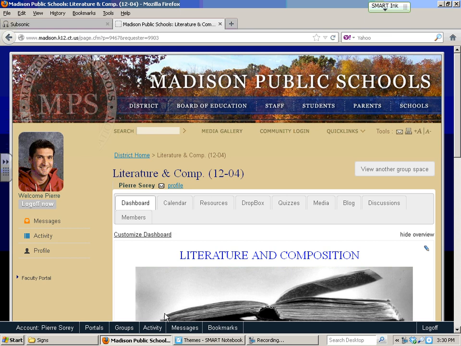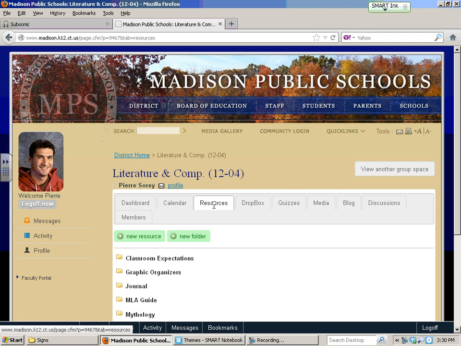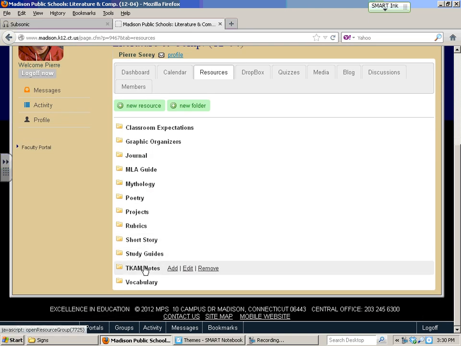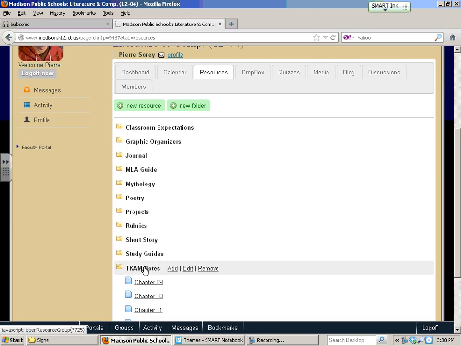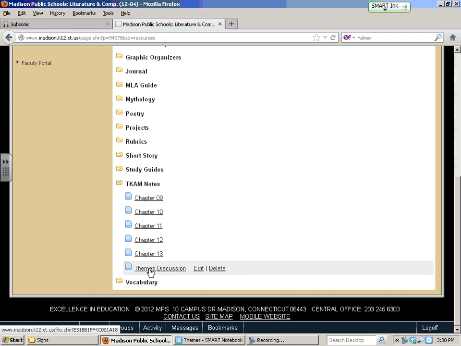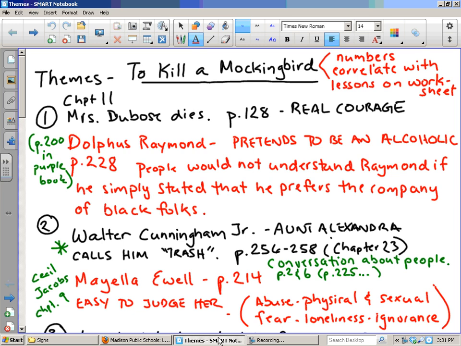If you want to access this document, you can go onto my Final Site page, click on Resources, and once the Resources page opens up, you'll notice there's a To Kill a Mockingbird Notes folder right here. Click on that, and this document can be found under the Themes and Discussions. By the way, if you want to go back and look at some of the previous chapters, we have some notes here on previous chapters that you guys generated. But let's go ahead and start with the themes worksheet.